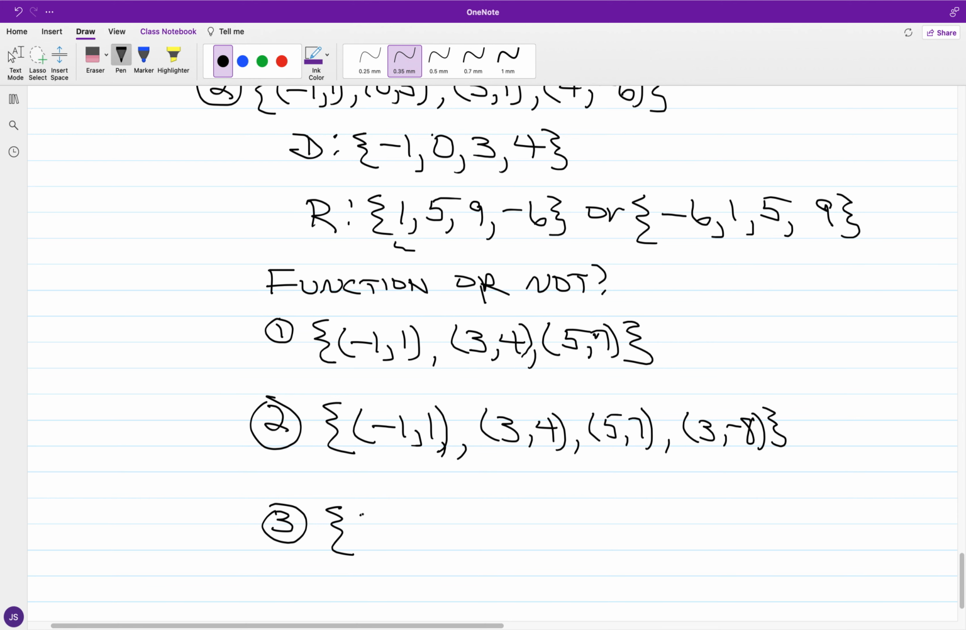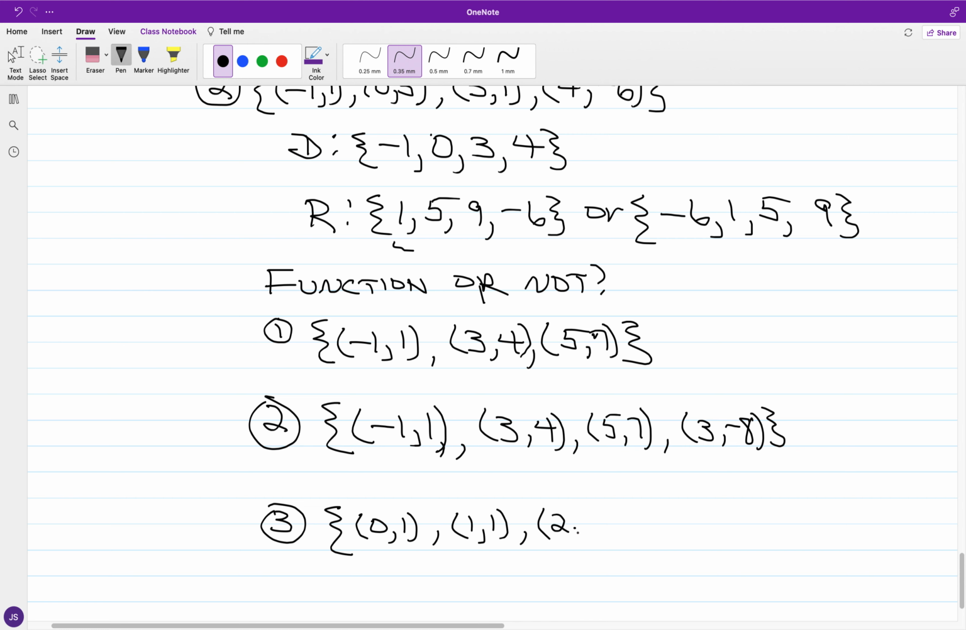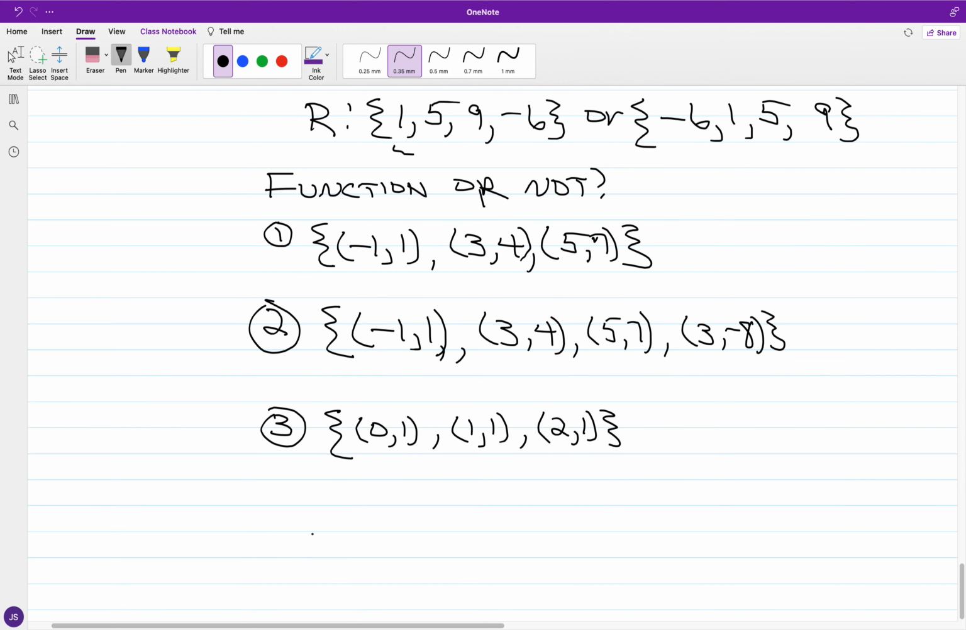Now say we have also in the mix, say we have 0, 1, 1, 1, and 2, 1, and finally we'll say that we have, kind of flipping the x and the y values from the third set, 1, 0, 1, 1, and 1, 2. Okay. All right.